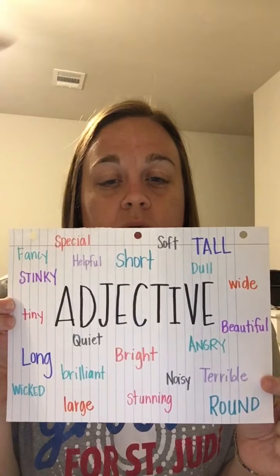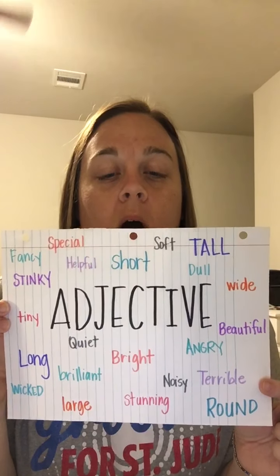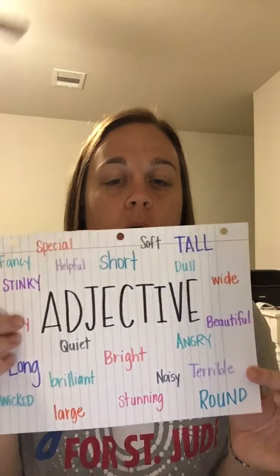Words like tall, short, soft, long, quiet, angry, beautiful. We use these words to add more details and descriptions to what we're trying to talk about. So today we are going to learn about two different types of adjectives that help us compare and describe items.